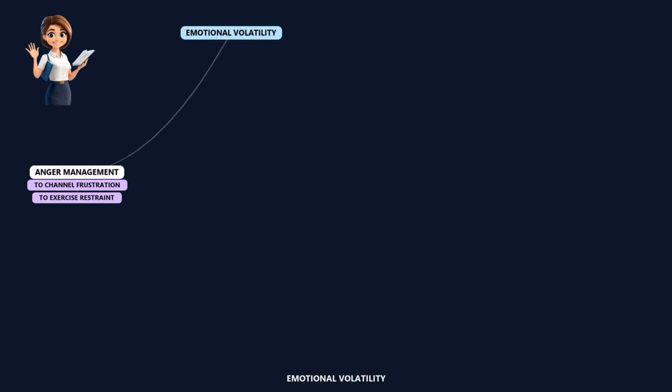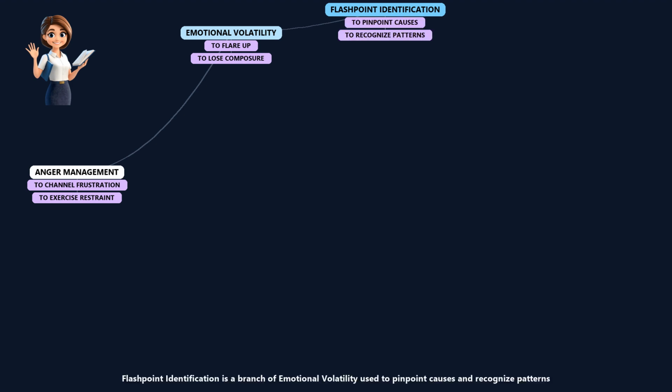Emotional volatility. As a core pillar of anger management, understanding emotional volatility helps us recognize when we might lose composure and flare up. In simple terms, some people get angry very quickly, and we need to know why. Flashpoint Identification. Flashpoint identification is a branch of emotional volatility used to pinpoint causes and recognize patterns in our behavior. This means finding the exact moment we start to feel annoyed so we can stop it early.